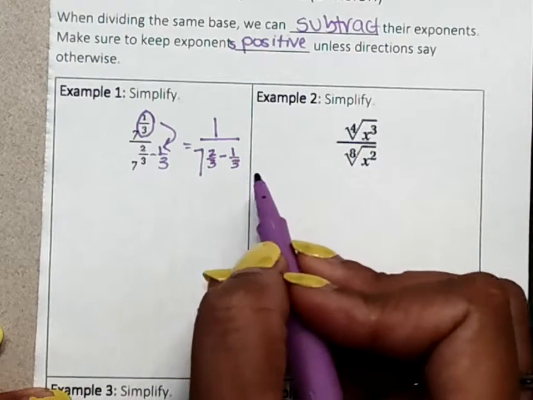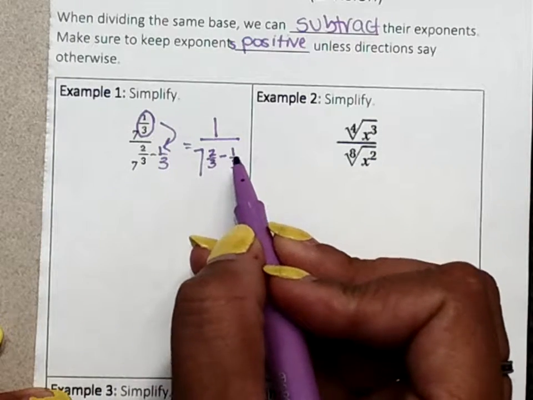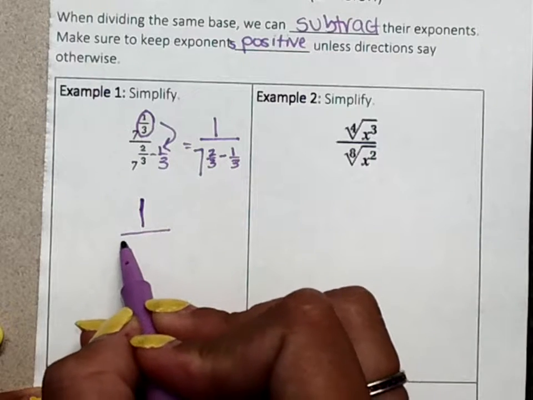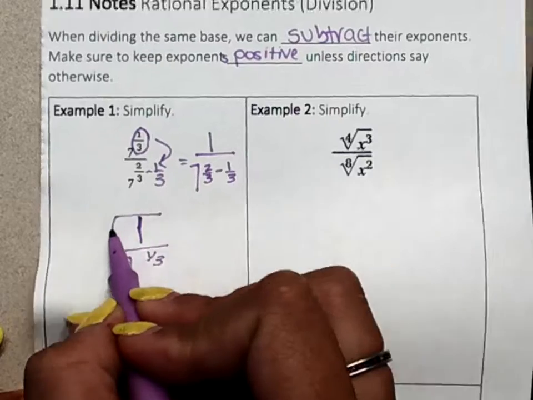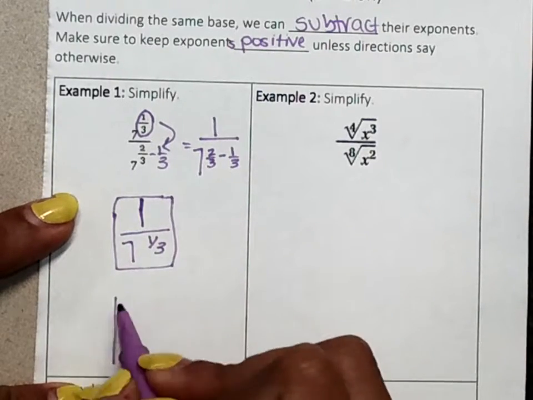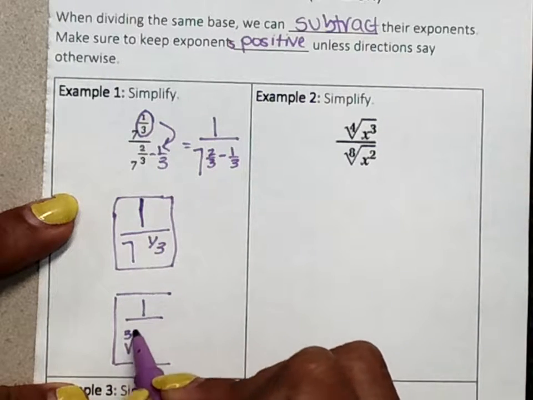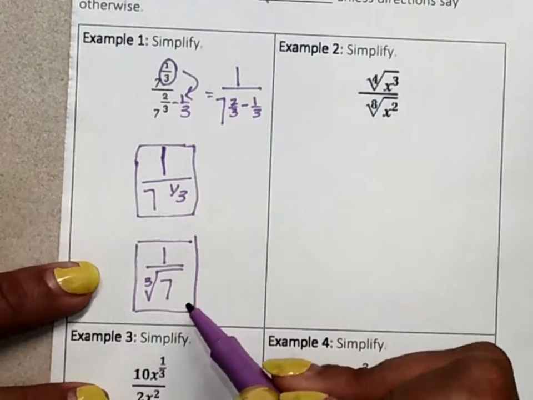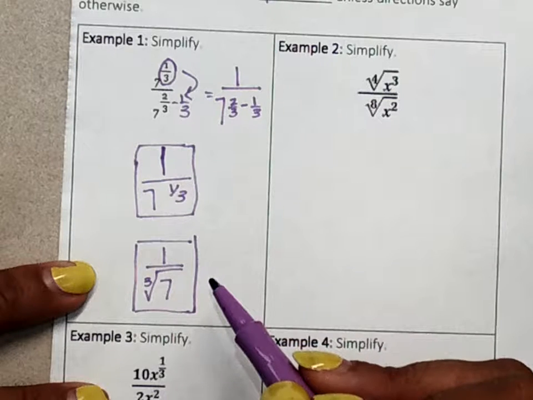We know from our fraction rules that when we have the same denominator, we can subtract the numerators. So this will become 1 over 7 to the 1/3. This would be exponential form. If we wanted to write it in radical form, it would be 1 over the cube root of 7. Because we can't have a radical in the denominator, we would want to rationalize this, but for these notes, I'm not going to do that right now.